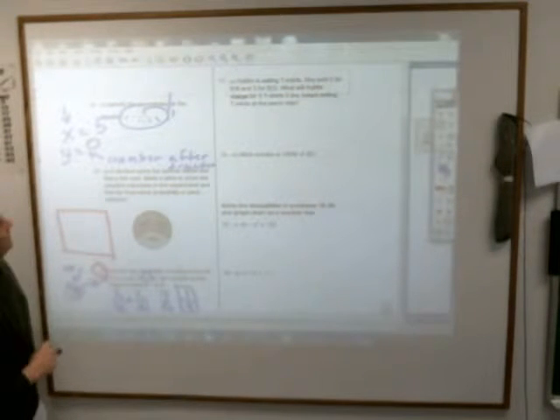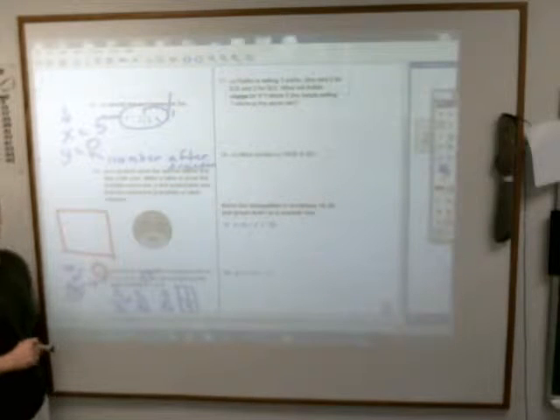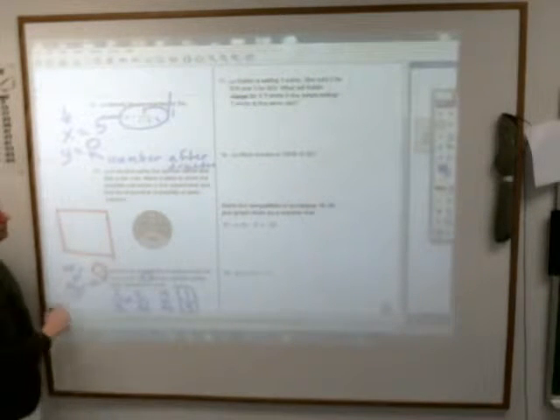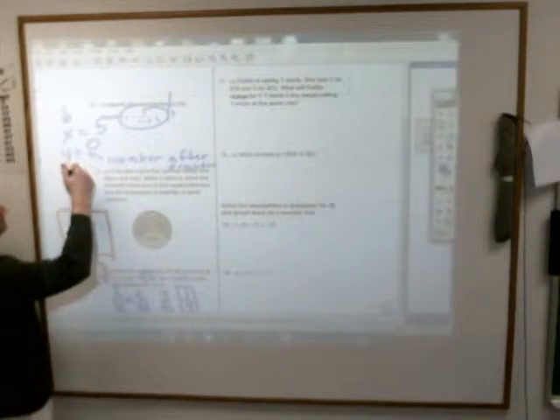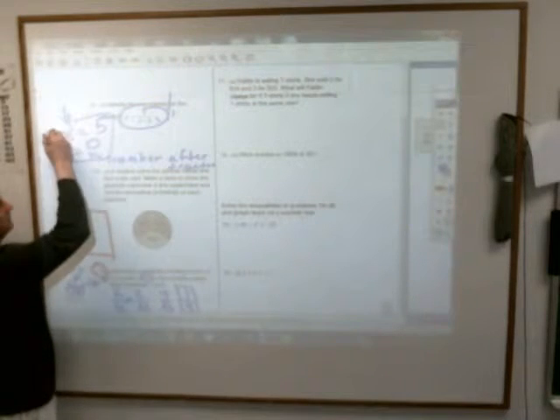It didn't say to graph it, it just said to write it. If you were graphing, it would be, yeah. They just wanted you to give these numbers. Actually, x is 5, y is 0. Was that right in there?